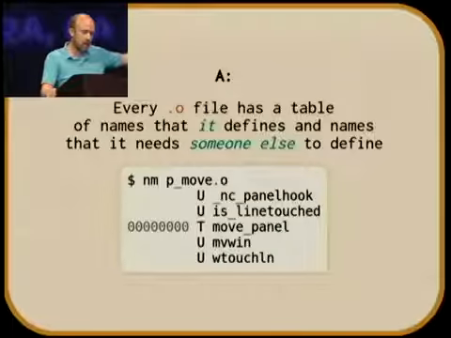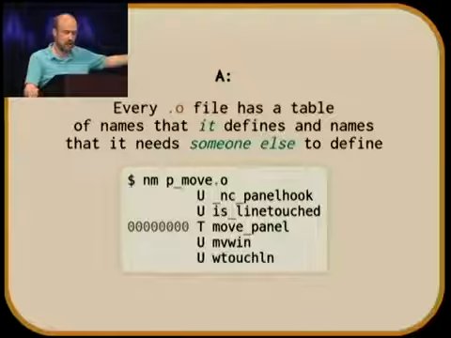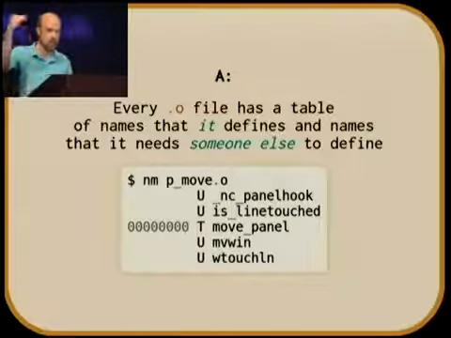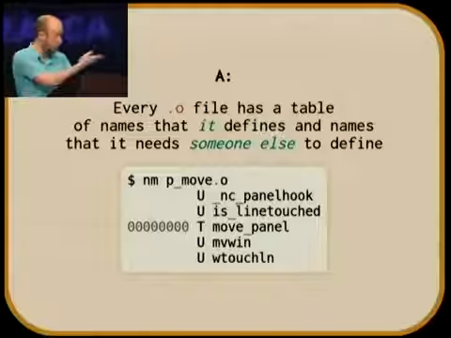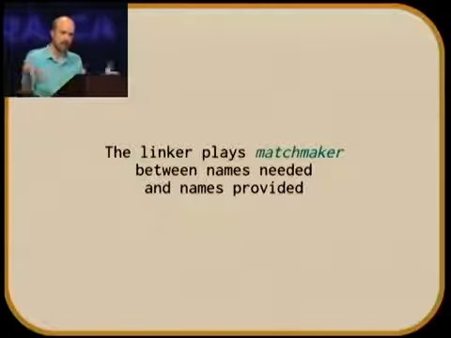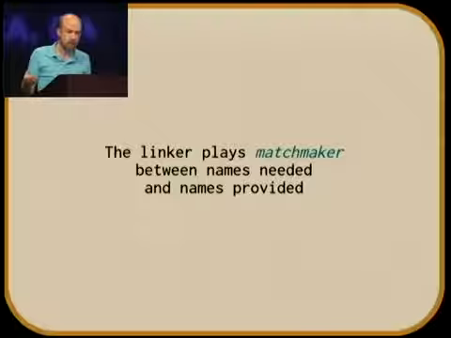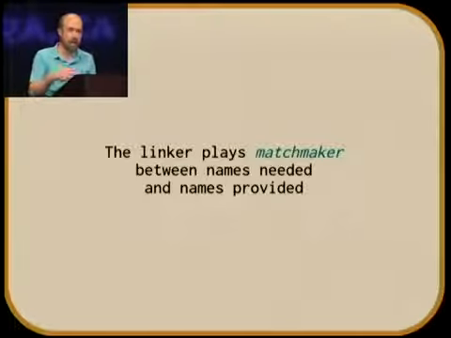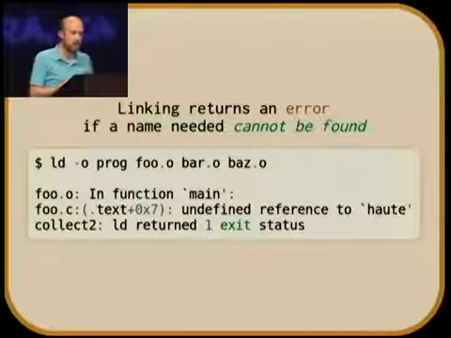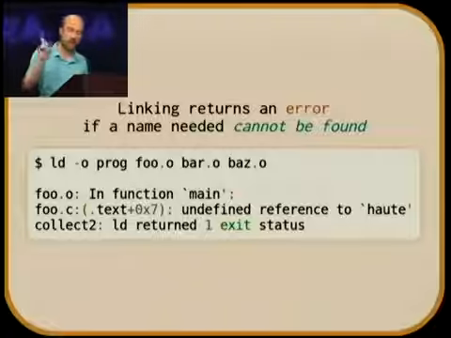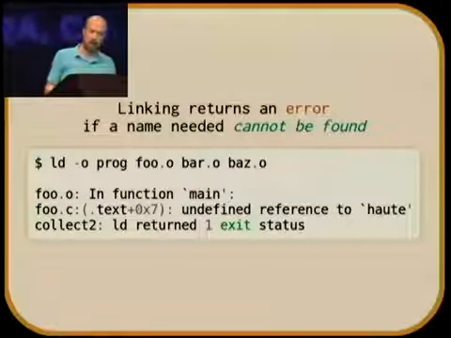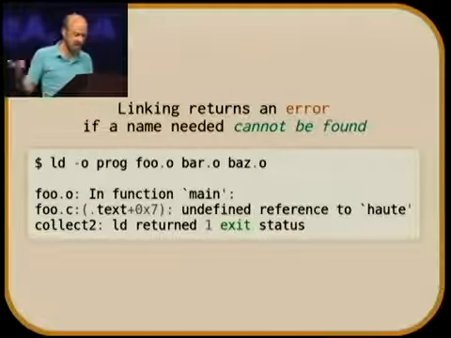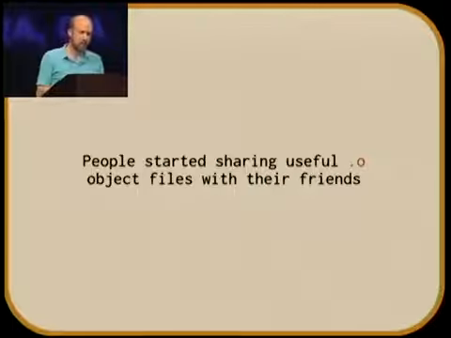There's a little utility on OS X and Linux machines called nm, short for names, that will print out for you the names provided by and the names needed by an object file. Now the linker just plays matchmaker between the names that are needed and provided among all of the .o files. Linking will then return an error if this matchmaking task fails and a name that one .o file needs just isn't found in any of the others.